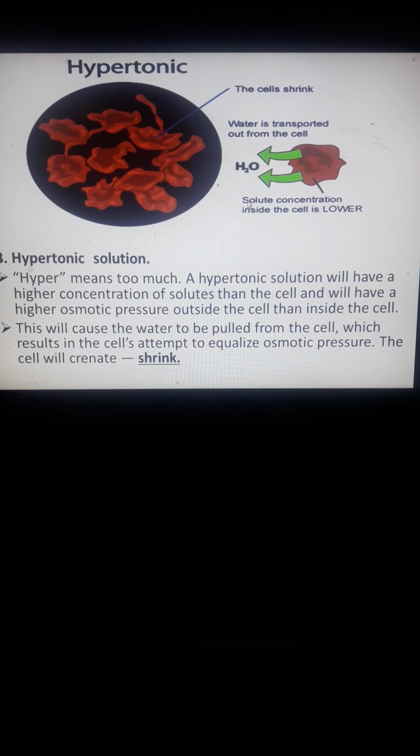The solute concentration inside the cell is lower than outside. So the tendency of water is to leave the cytoplasm, and the tendency of the red blood cell is to shrink. So these are the differences between hypertonic, isotonic, and hypotonic solutions.